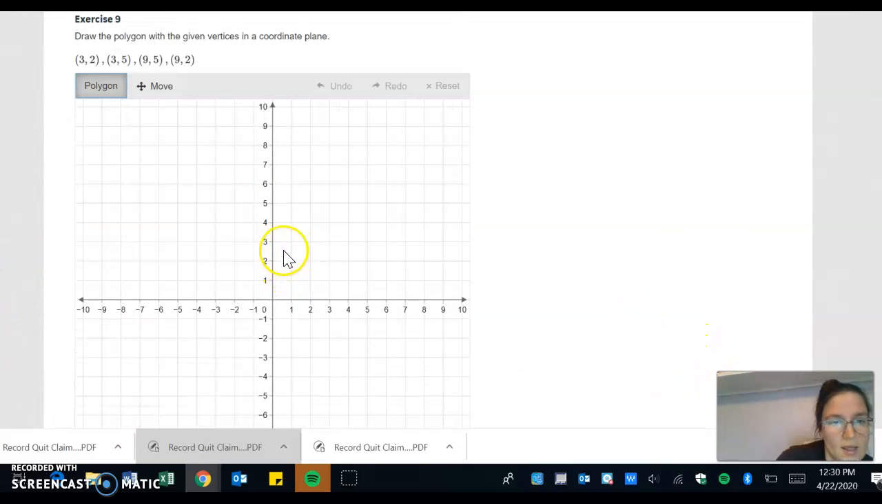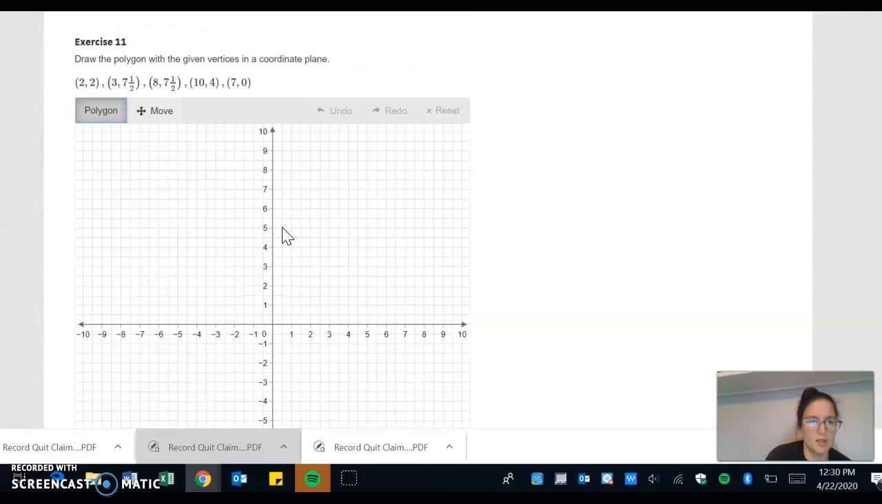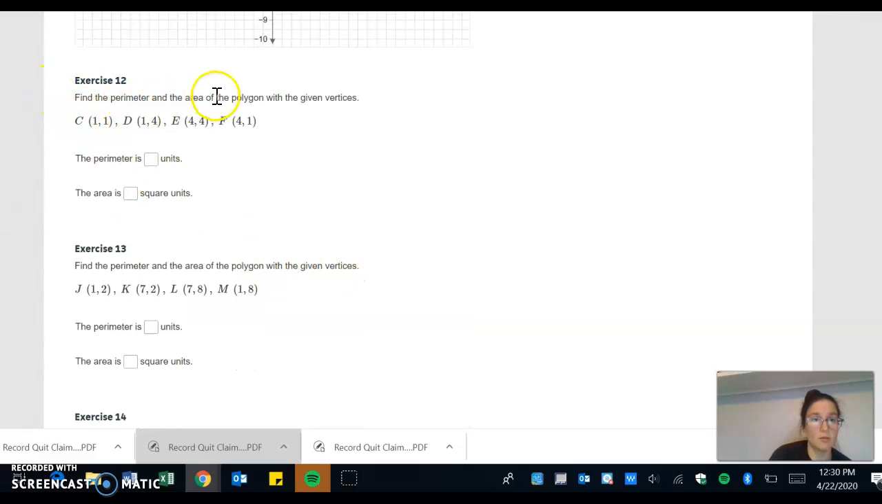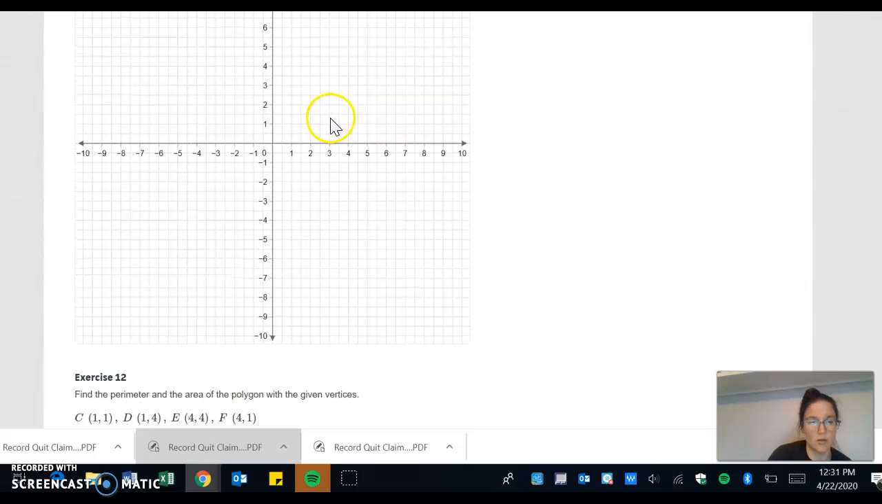Let's see, exercise 8. 9 is like the same thing. Draw the polygon with the given coordinates. Oh, here's another one. Find the perimeter and the area of the polygon with the given vertices. I'm actually going to draw it in this coordinate plane so we can see what it is. So 1, comma 1, 1, comma 4, 4, comma 4.